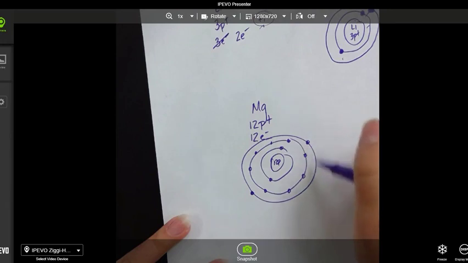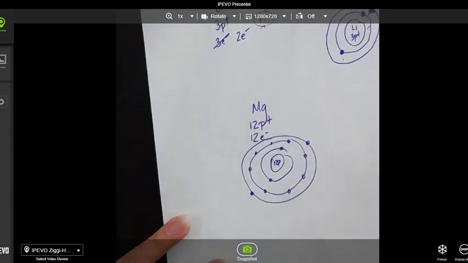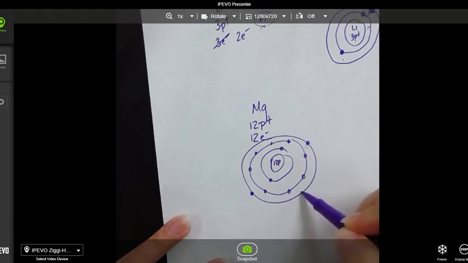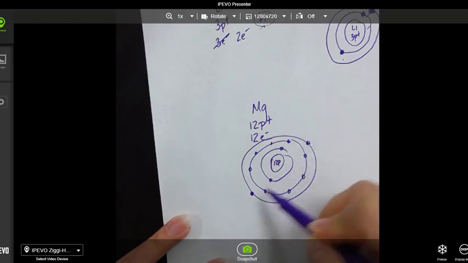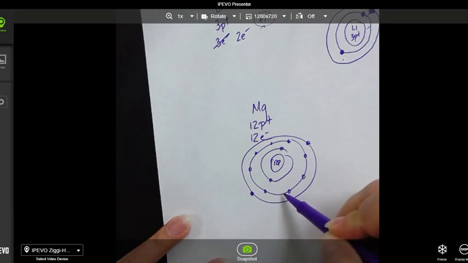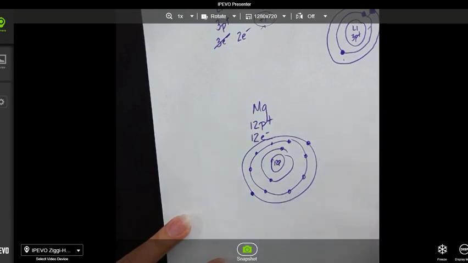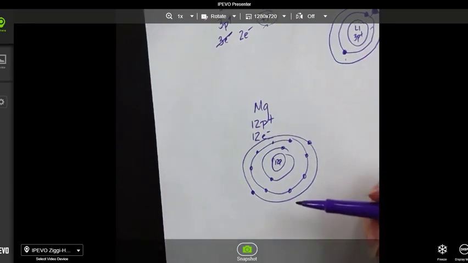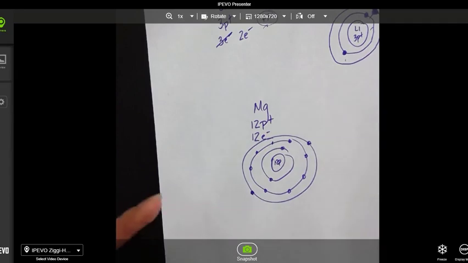Okay. Now it wants to have a complete outer shell. So to have a complete outer shell, it's either going to need to add 6 to this outer level or lose 2 so that its next level has 8. What do you think would be easier, to lose these 2 or to try to catch 6 more? Think about it in terms of tennis balls. It's easier for you to throw 2 away than to try to catch 6 all at the same time.